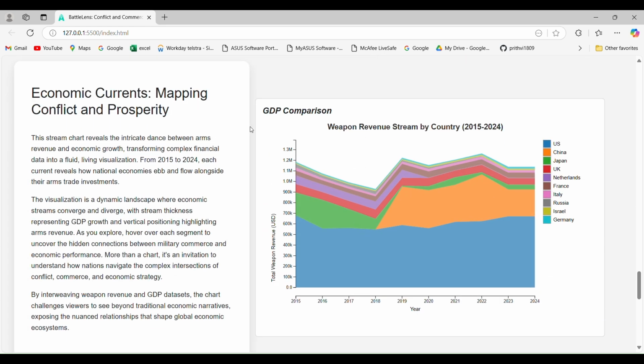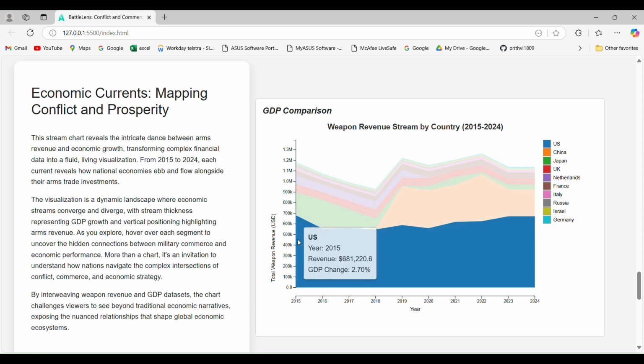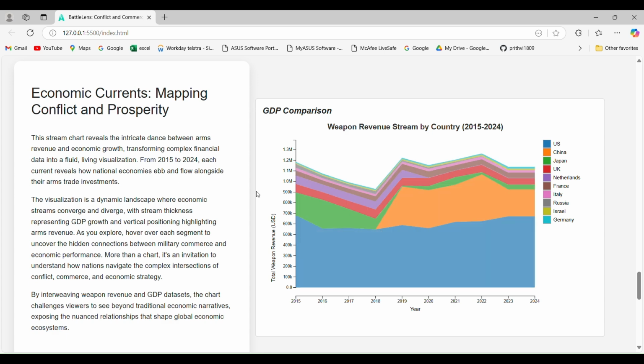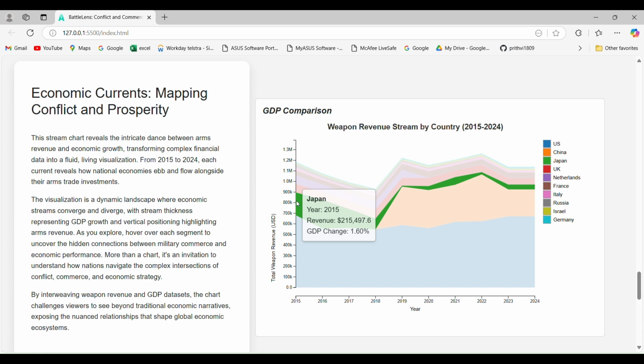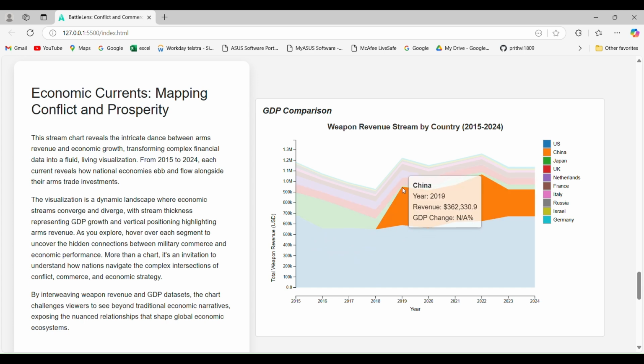Next is the stream diagram which we have created, and from this diagram we want to show a correlation between the GDP of a country and the global revenue generated by arms sales. If we look at any country, the thickness over here defines the GDP growth or the GDP change. For Japan, as you can see, for 2015 the revenue was 215,000 and the GDP change was 1.60%. Moving on, the thickness in this region is low, which signifies that the GDP change has stopped, as in this one for Japan, which is minus 0.4.